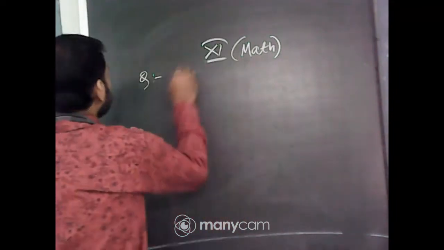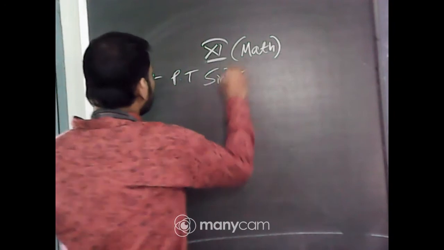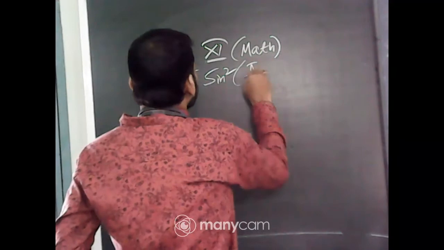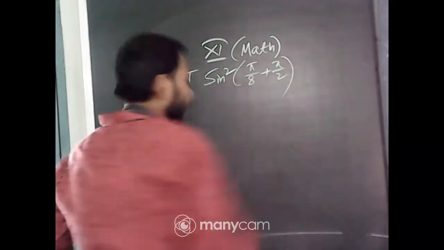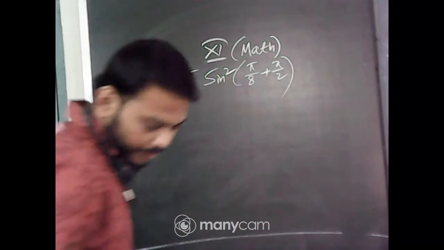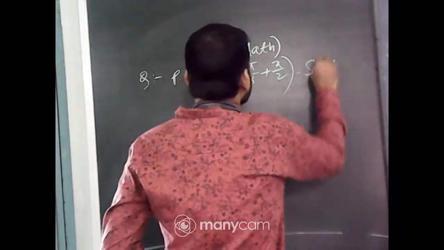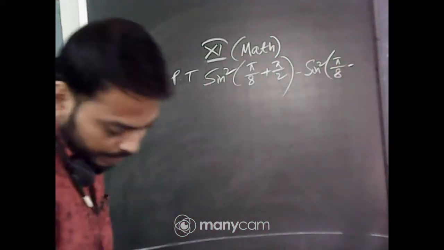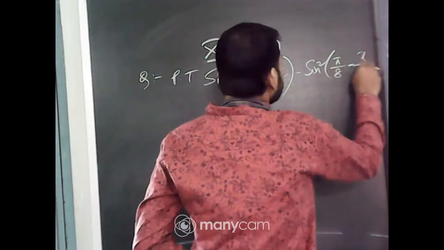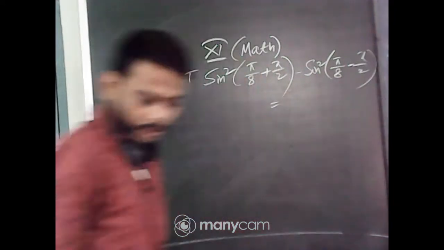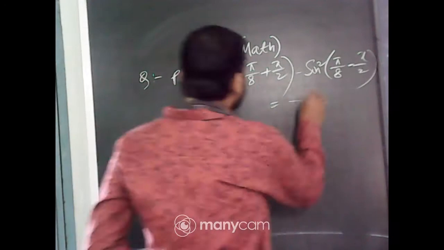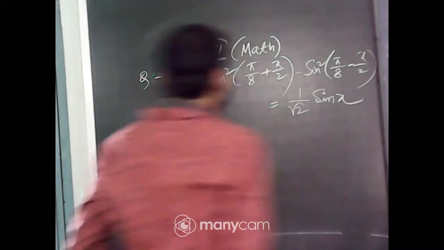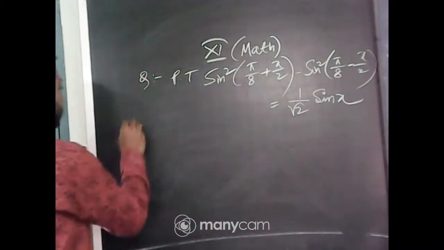Prove that sine square of pi by 8 plus x by 2 minus sine square of pi by 8 minus x by 2 equals to 1 by root 2 sine x. Do it.